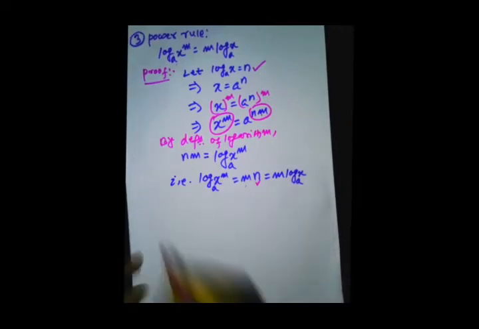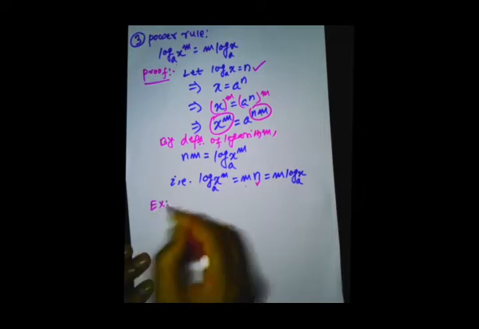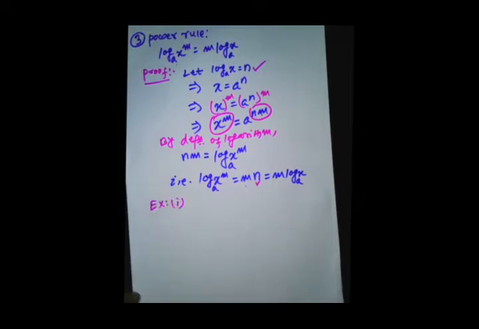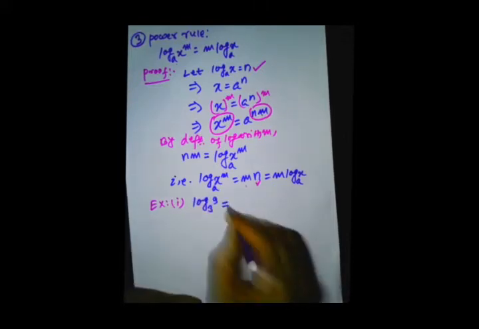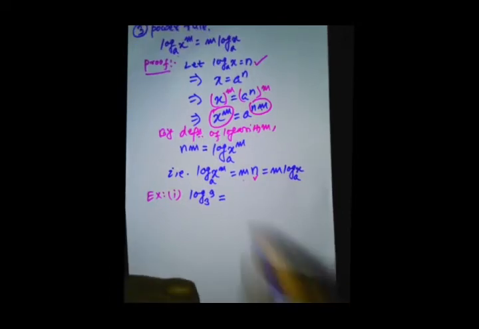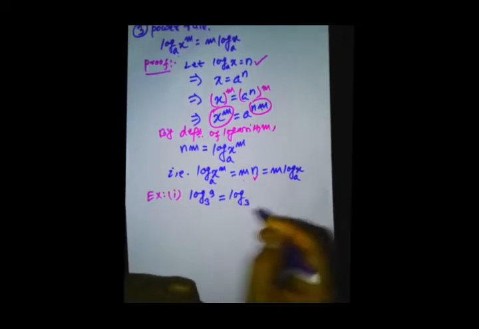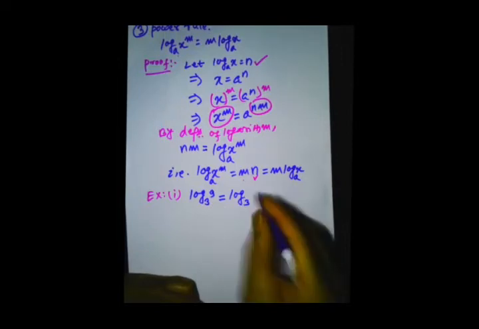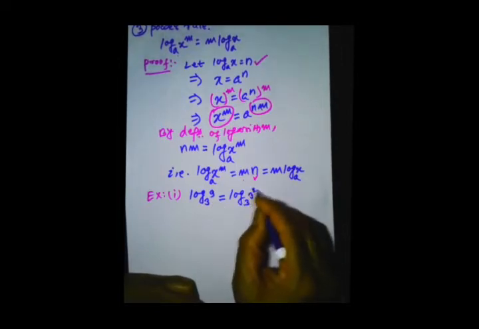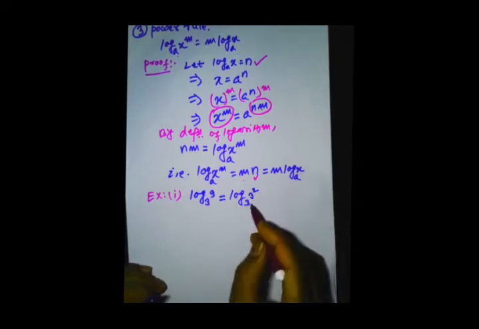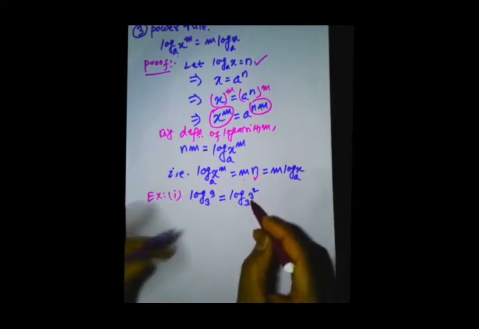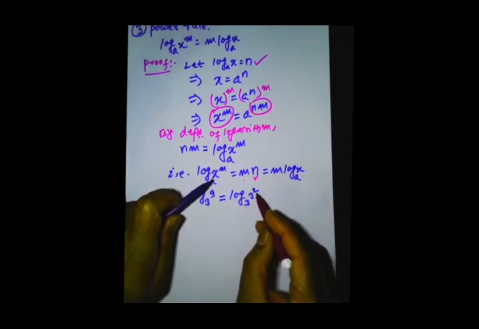Now if you would like to see an example, we can work like this. I will say this is example 1. In example 1 you can take the log, and let's see how it can be evaluated. So this is log base 3, and you know this 9 can be factorized as 3 to the power 2, so 3 square. So in place of 9 you can write 3 square. Now if you compare this result with the proven result, you can see that 3 is in place of x and 2 is in place of m.